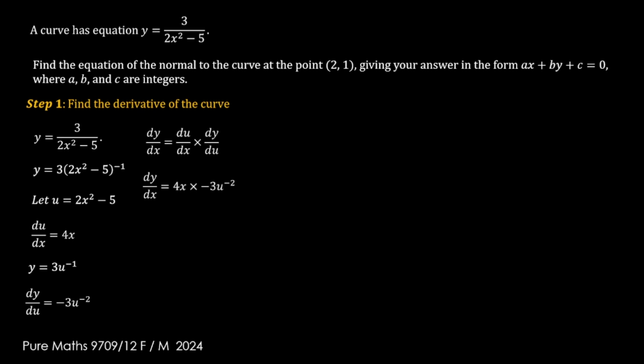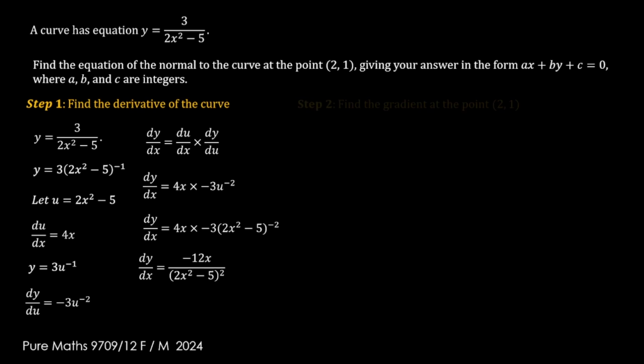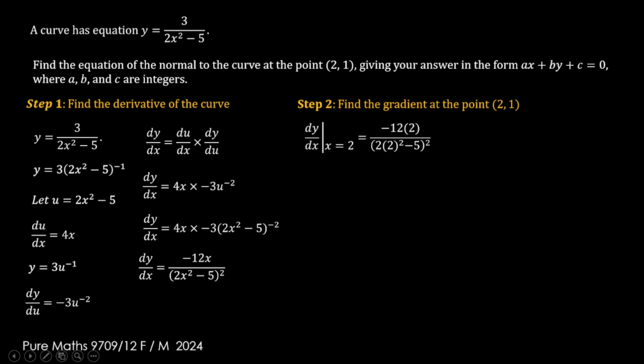So for the chain rule, we'll multiply them. We have 4x times -3u to the power -2. Then we replace u with 2x squared minus 5, and that will simplify to -12x on (2x squared minus 5) to the power 2. In step 2, we find the gradient at the point (2, 1). What we do then is substitute 2 into our gradient function, and when we simplify, we'll get -8/3.